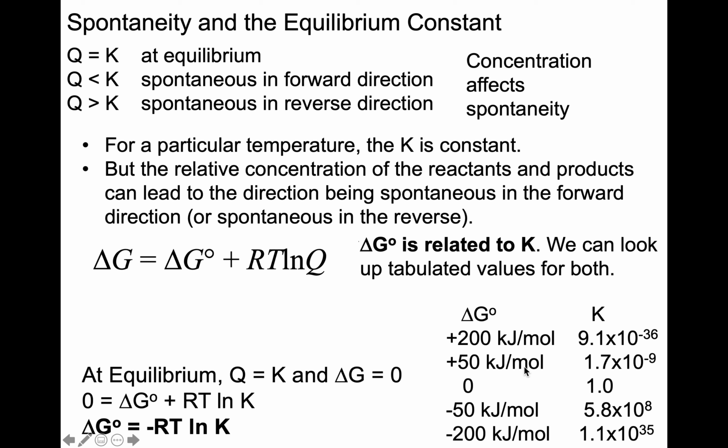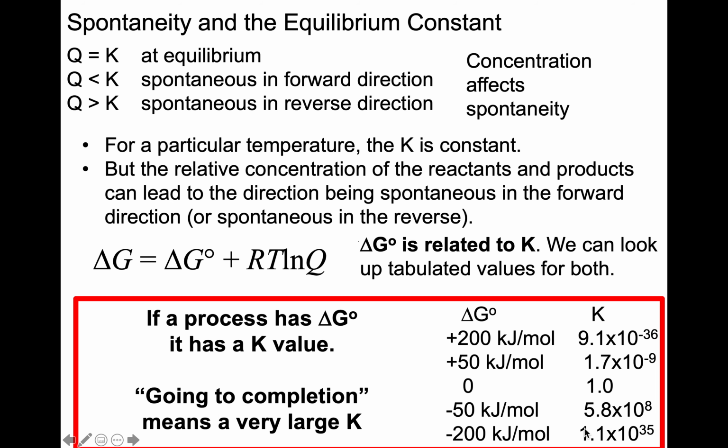When it's a very positive Gibbs free energy for the standard conditions, it's a really, really small K value. When it's quite negative, it's a really large K value. So conceptually, what is this telling us? If a process has data for a Gibbs free energy under standard conditions, it has a K value. And when I say it has data, if we can conceivably think about whether it's spontaneous or not spontaneous, it's going to have a K value. When we say something goes to completion, we would say that it has a very large K value. It would have a very negative standard Gibbs free energy.